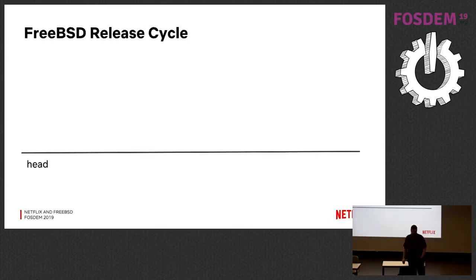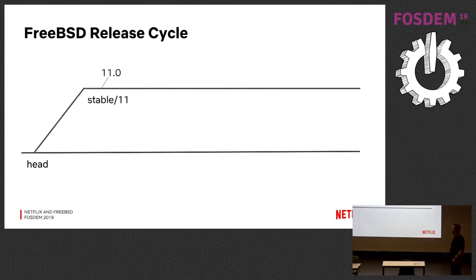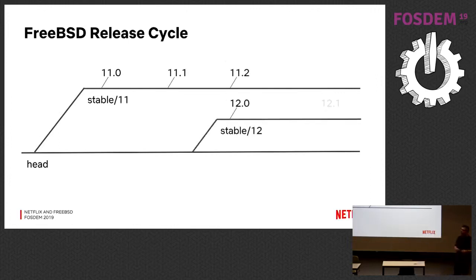So the FreeBSD release cycle looks probably like your typical software release cycle for an open source project. There is a head branch, which is the development branch. That's where new features and bug fixes go first. And then there are these release branches that come off of that every once in a while. And the release branch is called the stable branch. So for instance, there was a stable 11 branch about 2 years ago, I believe, which is the branch that all of the 11.x releases come off of.